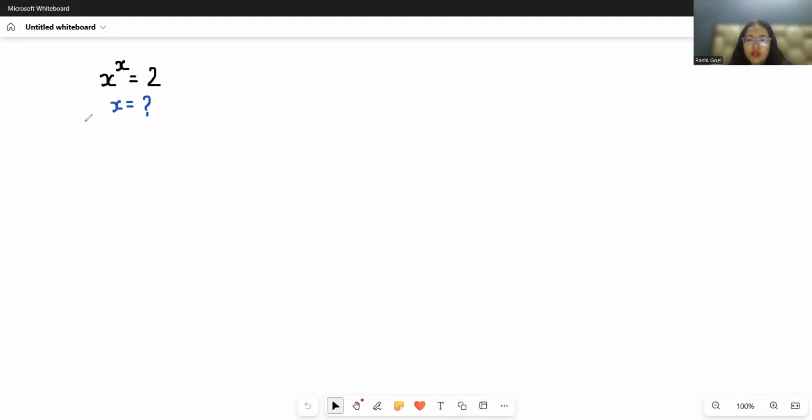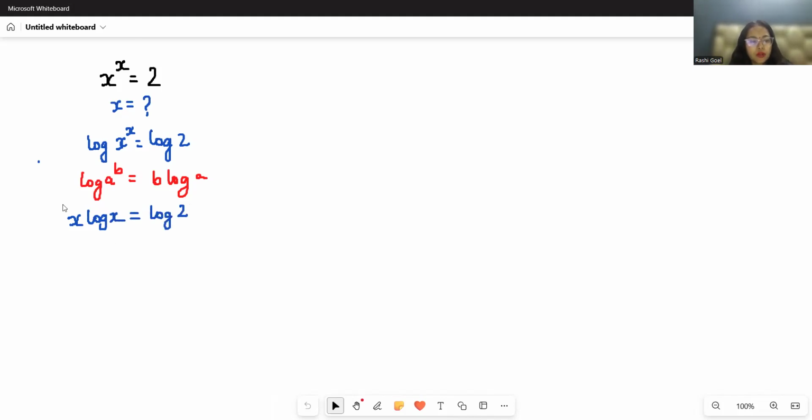So we have to use another property of maths, that is, first we'll take log on both sides. So as per log rule, log a power b is equal to b log a. So x log x equal log 2.